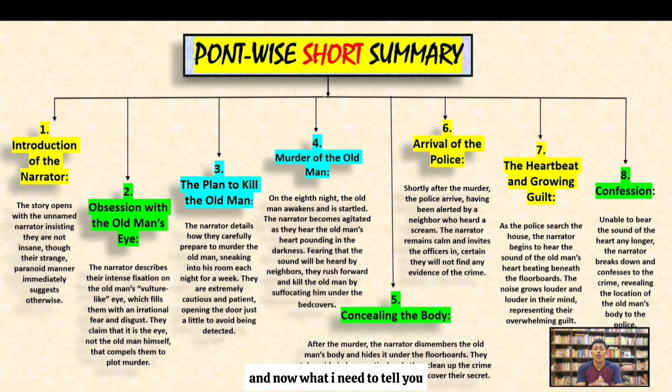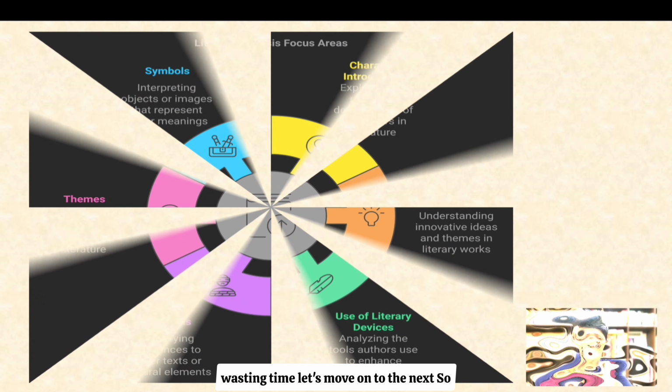And now, what I need to tell you is that we are going to deal with each factor in the story very meticulously because there are so many themes, so many aspects, so many symbolic aspects, imagery, rhetorics, etc., that we all need to understand. Again, without wasting time, let us move on to the next.